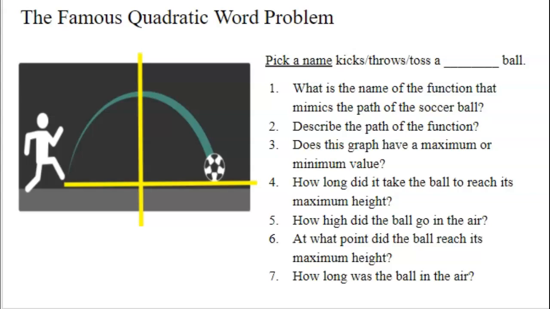So one of the first questions you'll get is, what is the name of the function that mimics the path of the soccer ball? Now, what you see there in that greenish color is that path. What is the name of that function? Then you'll be asked to describe the path of the function. You're also going to be asked, does the graph have a maximum value or a minimum value? How long did it take the ball to reach its maximum height? How high did the ball go in the air? At what point did the ball reach its maximum height? How long was the ball in the air? So all of those things are tied directly to the vocabulary words that you have here on this slide.